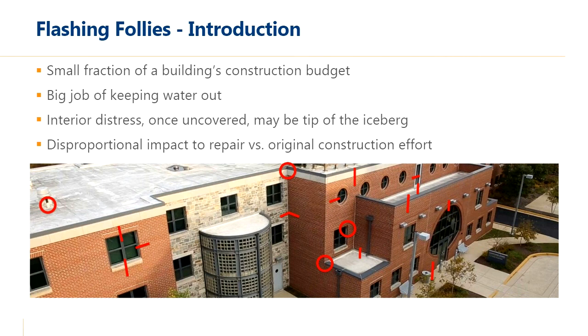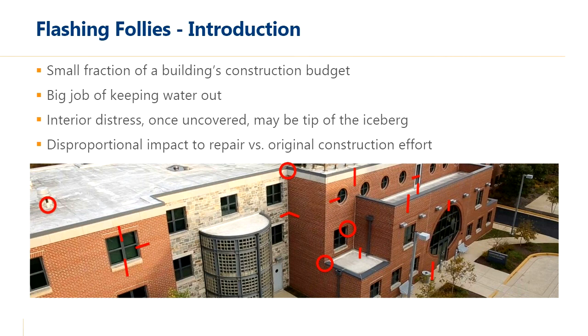It's important to note that this is a component of the overall water management system in a building. We won't be diving into water resistive barriers or air barriers today very much, but these are the elements that collect the water from the WRB and ABs and direct it out. So overall, small flashings are a very small fraction of the building's construction budget, but they have a very big job of keeping water out of the system.